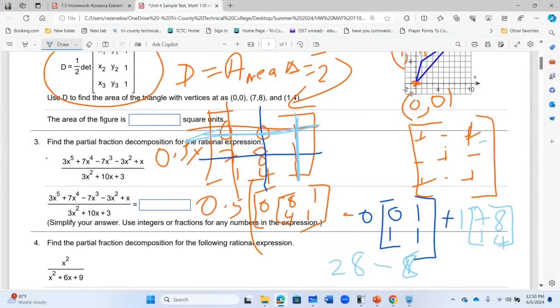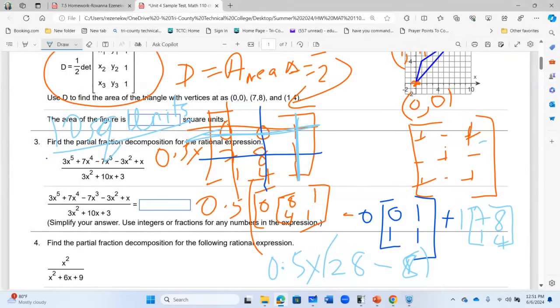Therefore, the area of that triangle is going to be 1/2 or 0.5 times 20. 28 minus 8 is 20. 1/2 of 20 is 10. So the area, according to our calculation, will be 10 square units, or units squared. Ten square units will be the area of that triangle by cofactors.